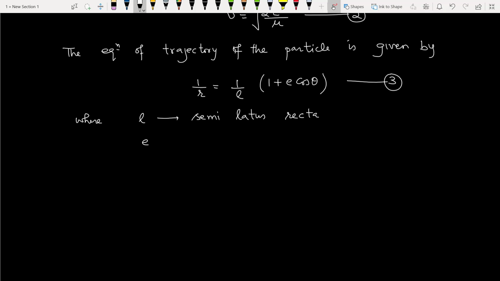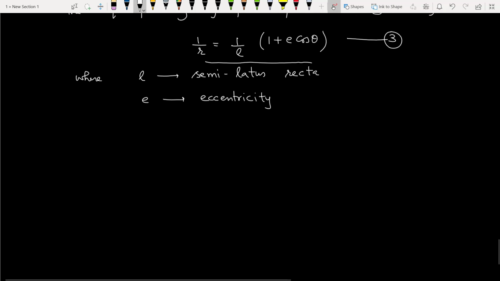And what is small e? Eccentricity. So dear students, we have studied in detail regarding the trajectory of the particle in the articles of central force problem, and there we have derived this equation number 3 in detail and derived the expression for semi-latus rectum and eccentricity. And those expressions we will be using here.